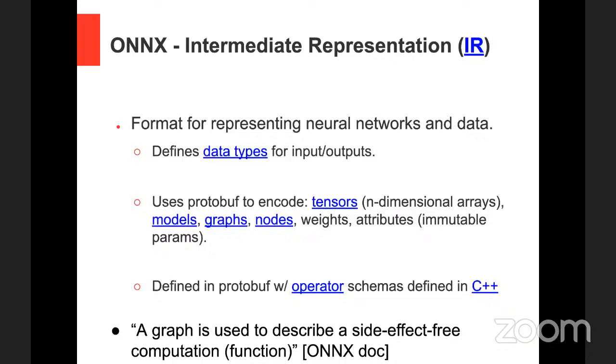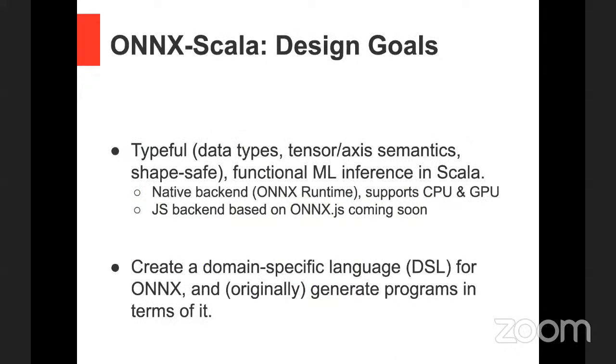So a crucial point here, from the ONNX docs: a graph is used to describe a side effect-free computation, a function. Because ONNX didn't support training from the get-go, it was really focused on inference. That means that it is functional already. So that's a great basis for us to build on.